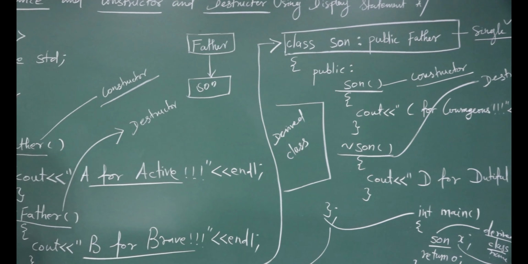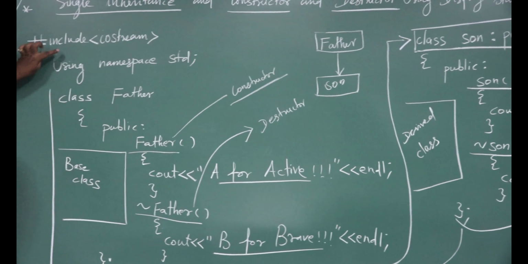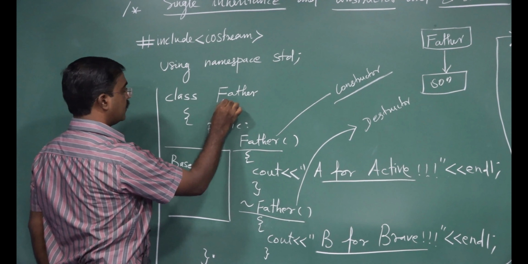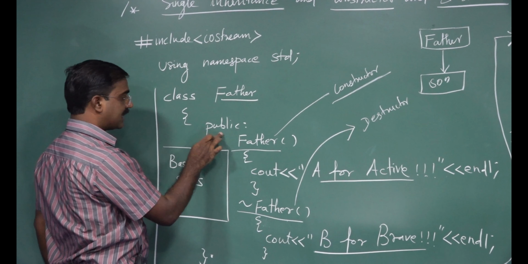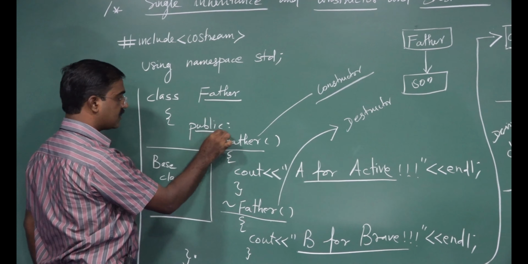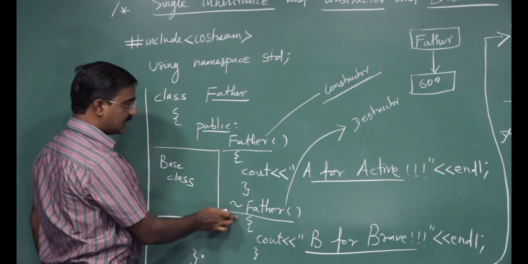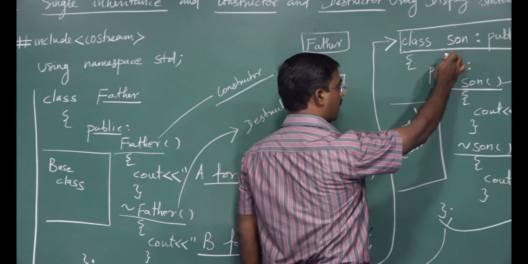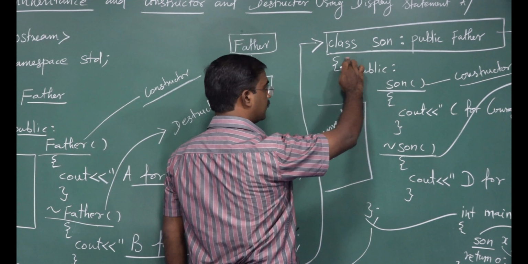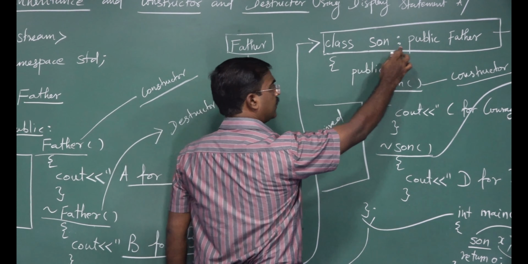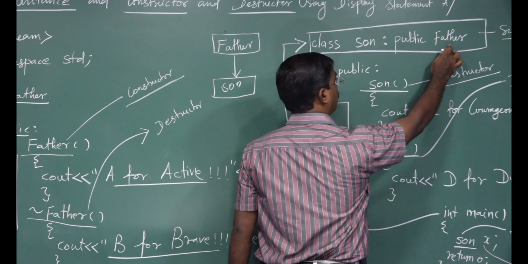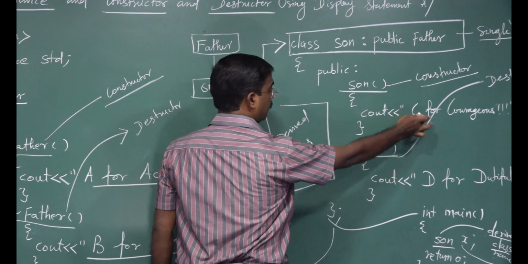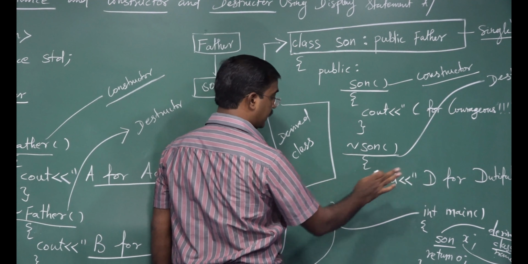In this coding, start from this #include <iostream.h> and then using namespace std. Here the class name is Father, and the constructor name is Father, but it's under the scope public, for constructor and destructor at the same time. Single inheritance means only one base class and only one derived class. Here the derived class is assigned public, and Father is the base class. Here Son also has a constructor declaration statement. Here the tilde symbol declares the destructor statement.